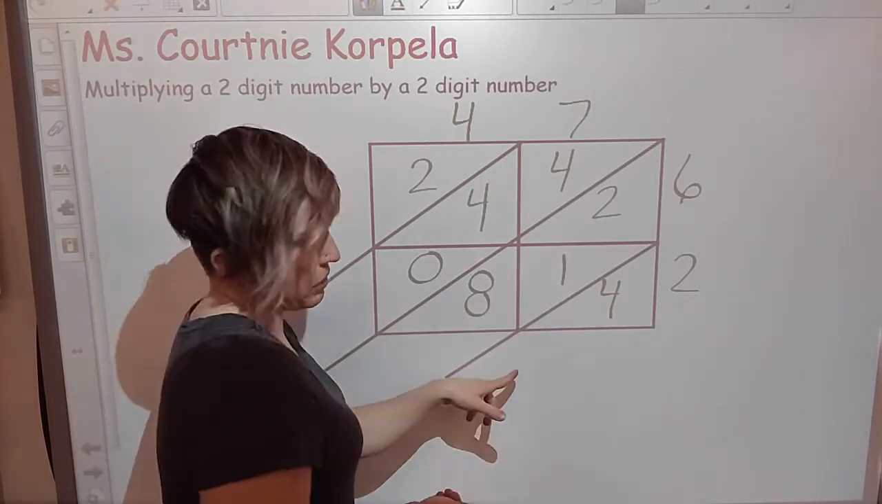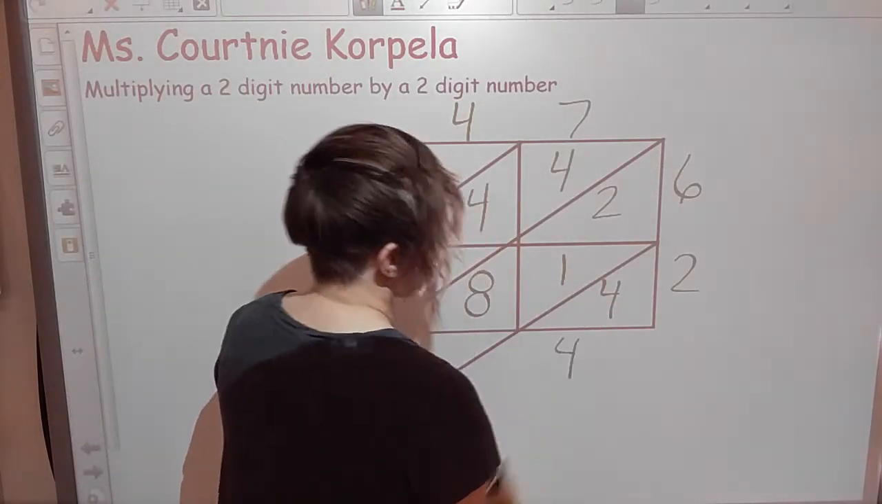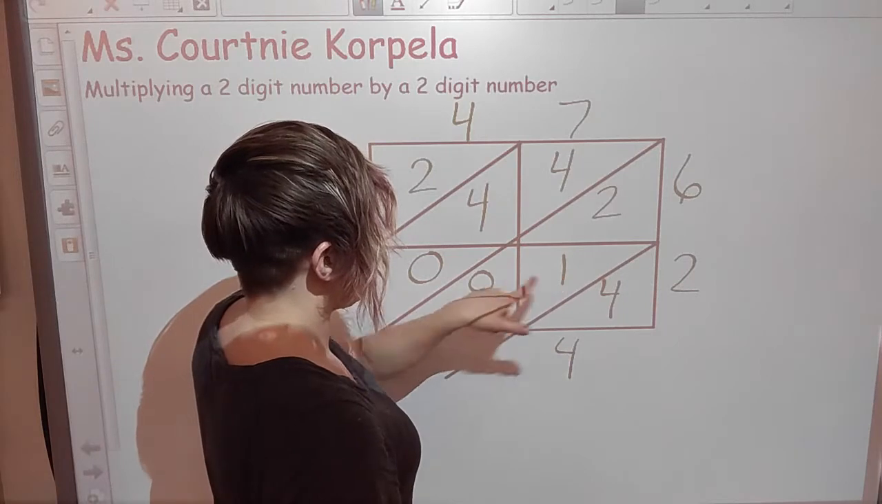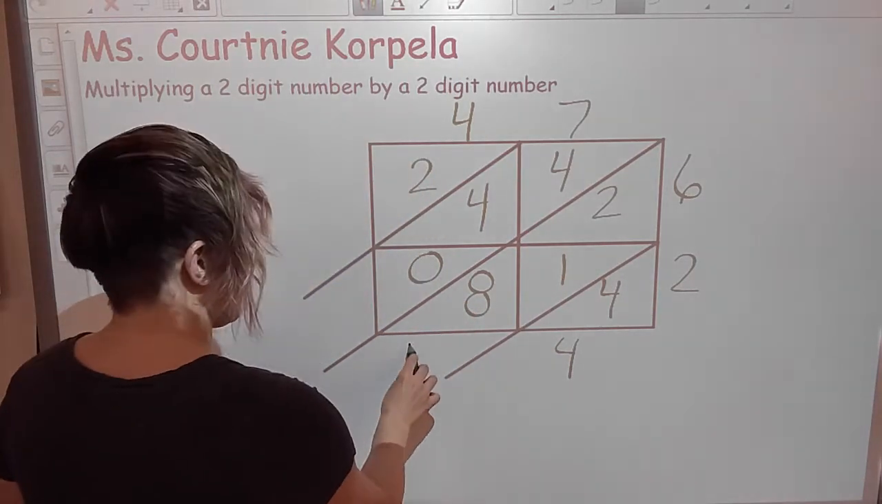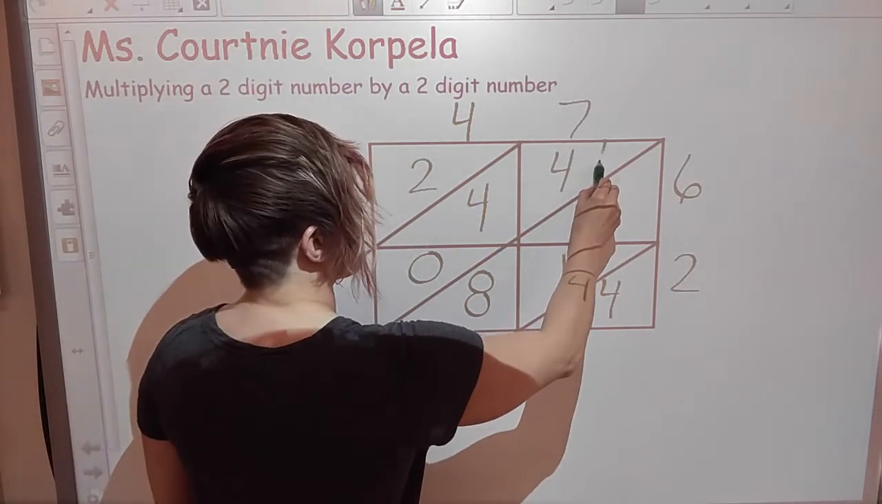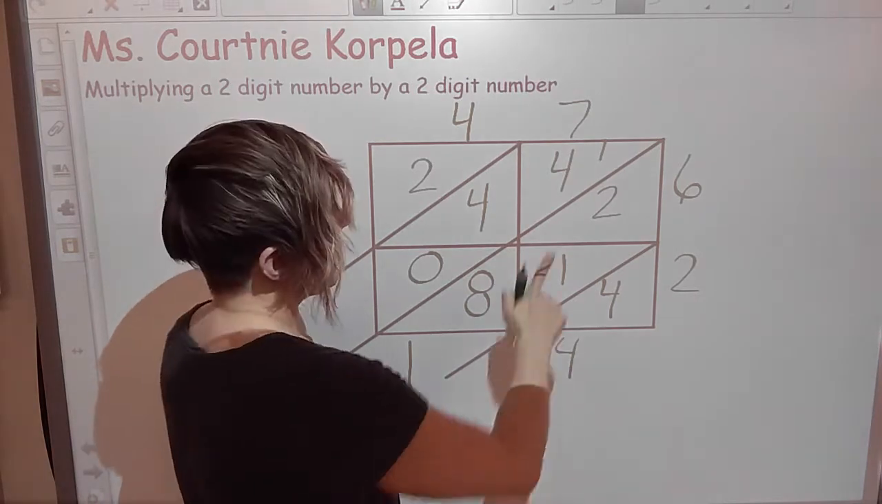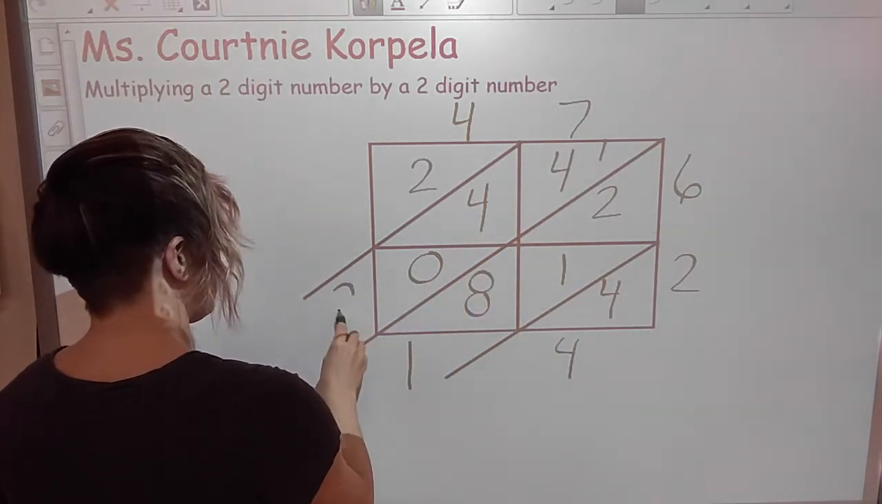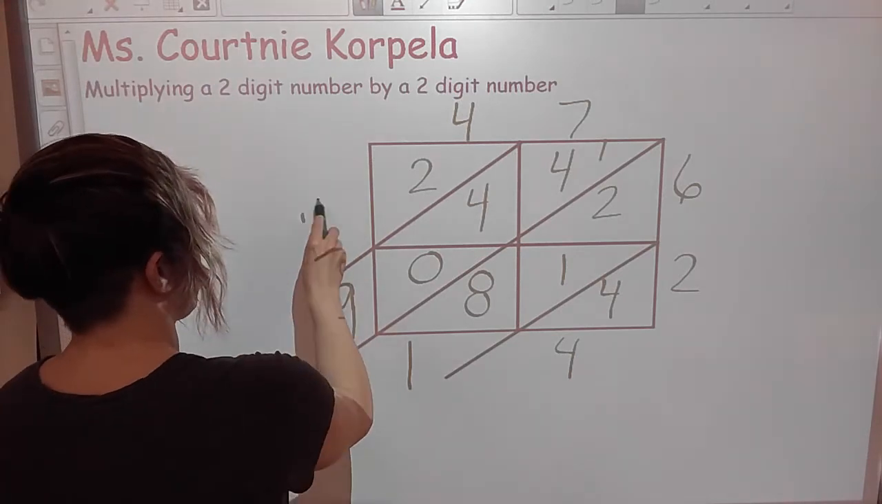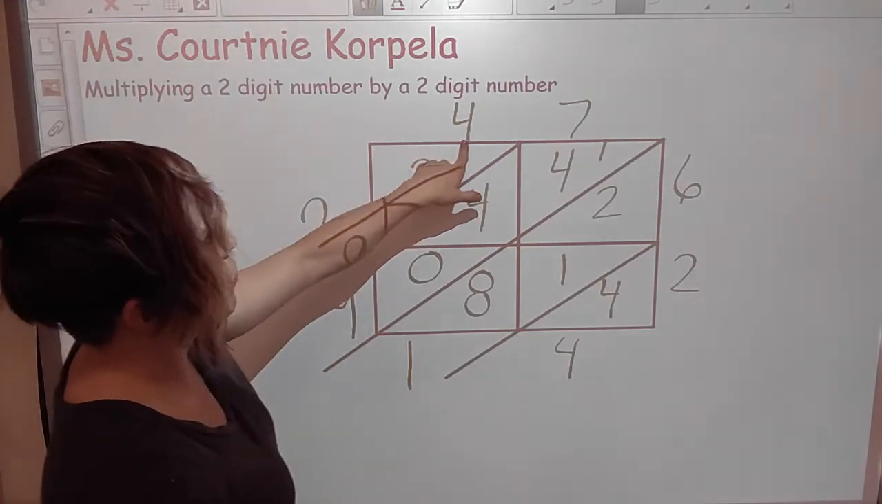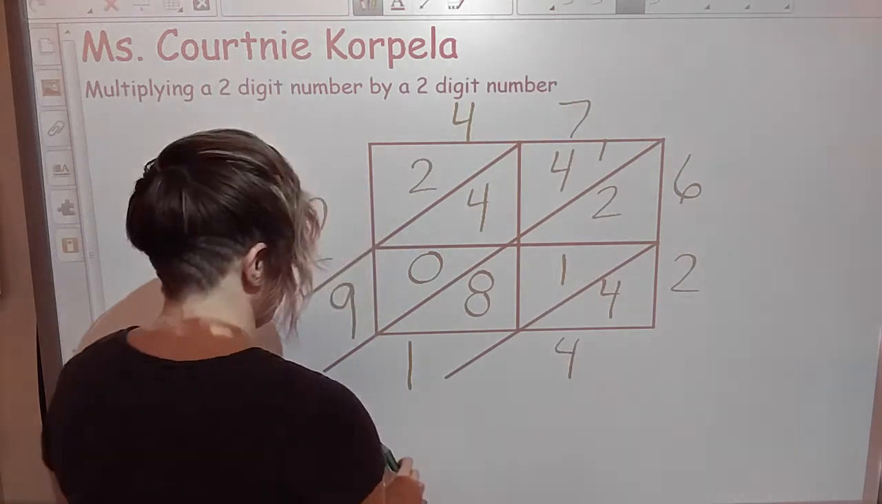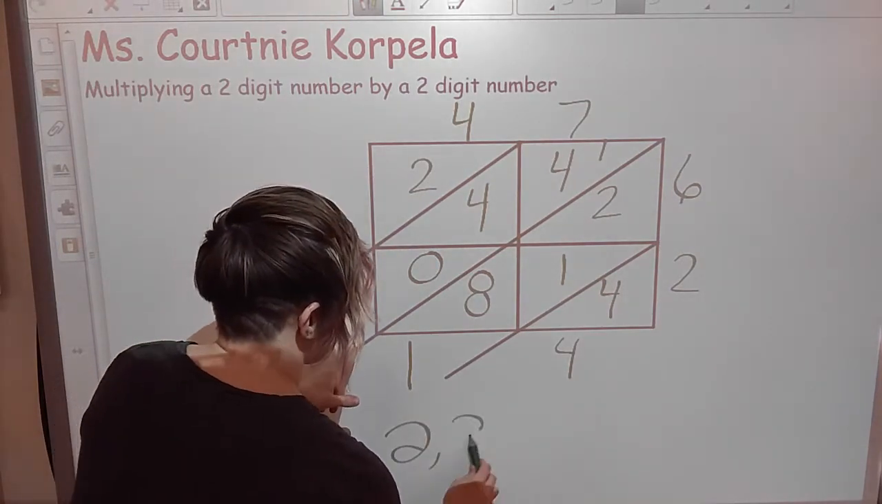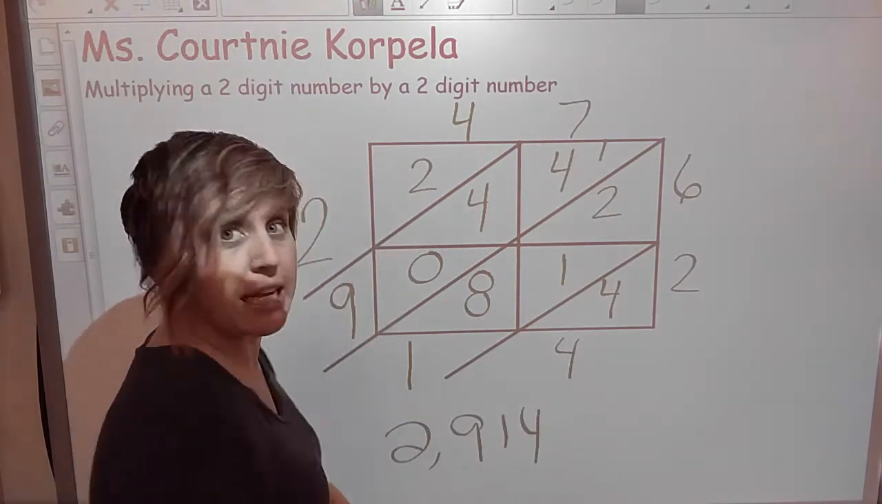So 4 with nothing else is just the number 4. 2 plus 1 plus 8 is 11. I put the 1 down and carry the tens up to the next diagonal. Now I have 1 plus 4 plus 4 plus 0, which is 9. And then my 2 carries down again. So 47 times 62 is 2,914.